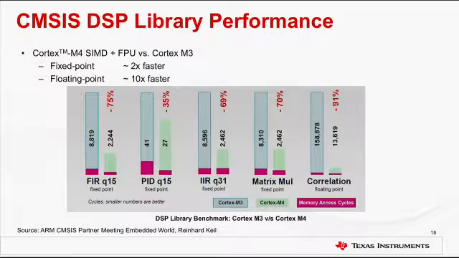The diagram on the screen shows a quick comparison between the CMSIS DSP library performance on Cortex M4 and M3 platforms for different operations. For example, using the DSP library on Cortex M4 with fixed point consumes 70% fewer CPU cycles as compared to Cortex M3 for matrix multiplication operation. Likewise, using the DSP library on Cortex M4 with floating point consumes 91% fewer CPU clock cycles in comparison with Cortex M3 for correlation operation.